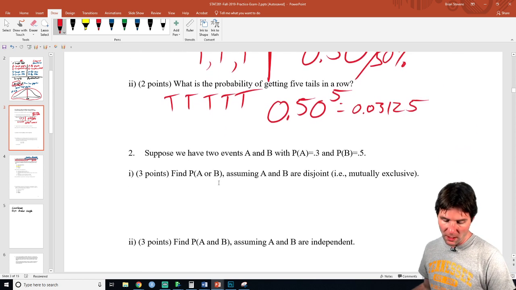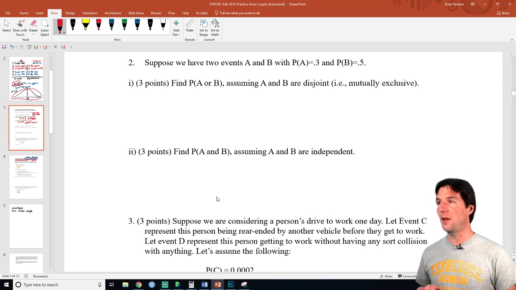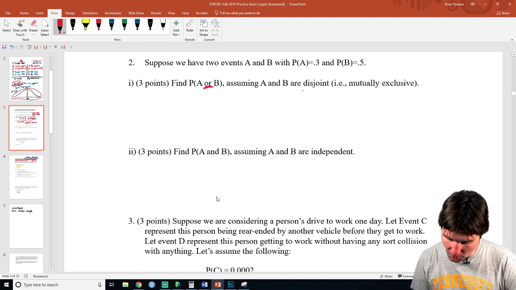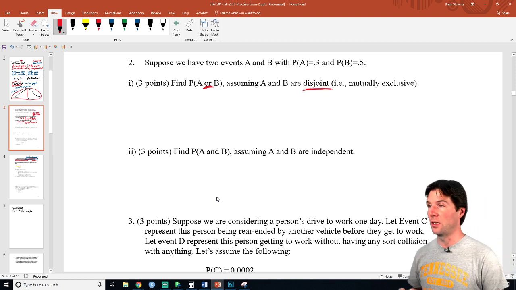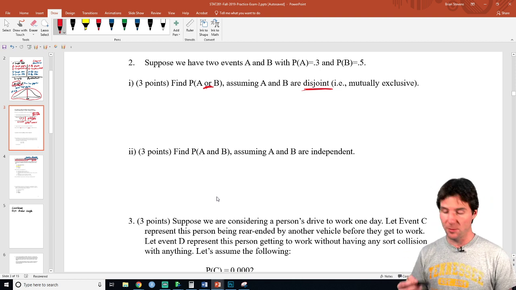Suppose we have 2 events right here, event A and event B. What is the probability of A or B? Here's some keywords right here. And what do we notice? They are disjoint. What can we do with 2 disjoint events? We can easily add them together.